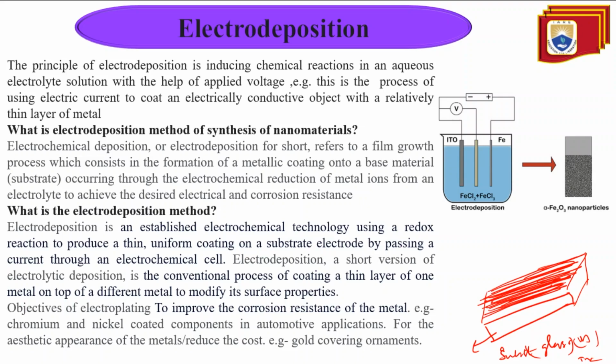Electrochemical deposition or electrodeposition refers to a film growth process which consists of the formation of a metallic coating onto a base material, which acts as a substrate, occurring through the electrochemical reduction of metal ions from an electrolyte to achieve the desired electrical and corrosion resistance.